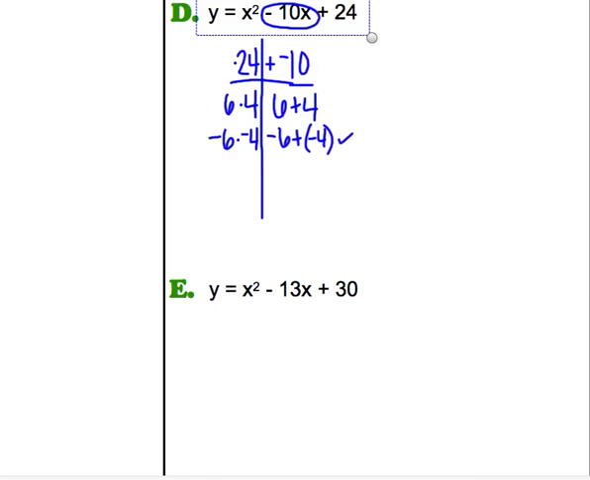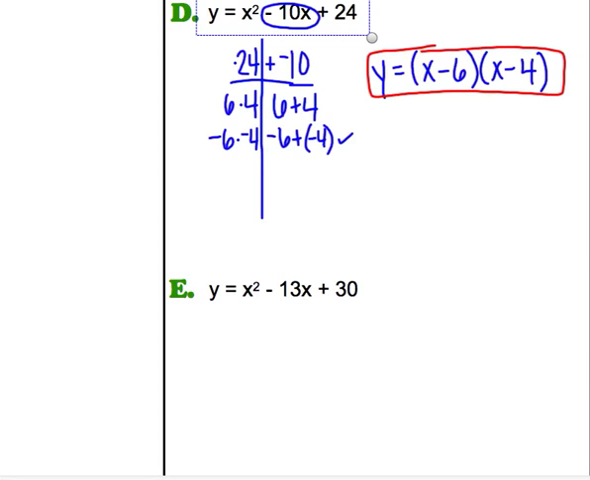So that's what I need, which means that my equation is going to be y equals x minus 6 times x minus 4. I could put in the plus negative 6 and plus negative 4, but minus is a much easier way to look at it. So now this is tentatively my solution, but I want to make sure that I check it.